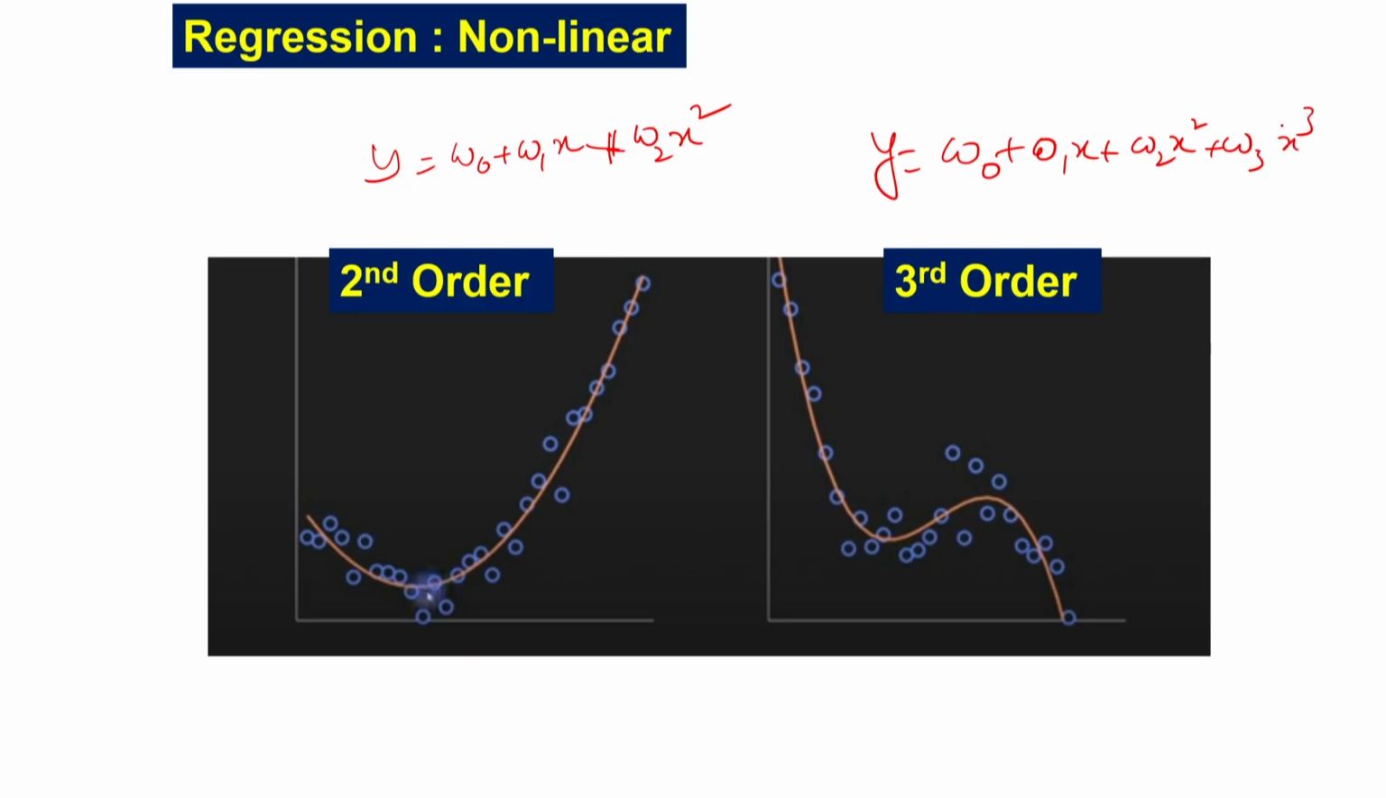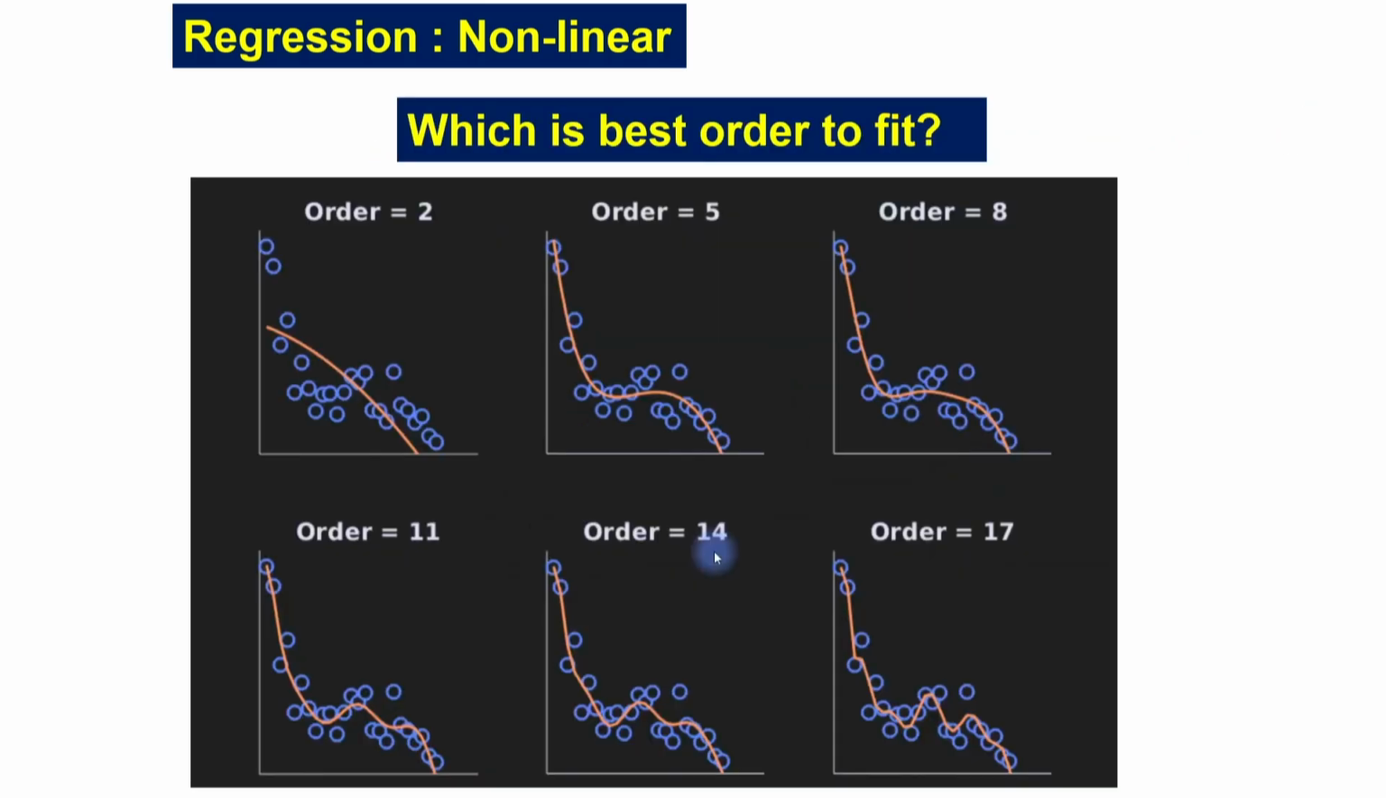You can clearly see fitting is very nice, but look at the next plot. Which is the best order to fit? 2, 3, 5, 8, 11, 14 and 17. Which one is the correct one? Obviously, if you are using a very low value of order 2, it is underfitting. If you are using a very high value, it is overfitting. So, there must be a way to handle this problem. This is very, very common in machine learning, overfitting and underfitting, mostly overfitting. How to handle that we will talk about in the next lecture. Thank you.